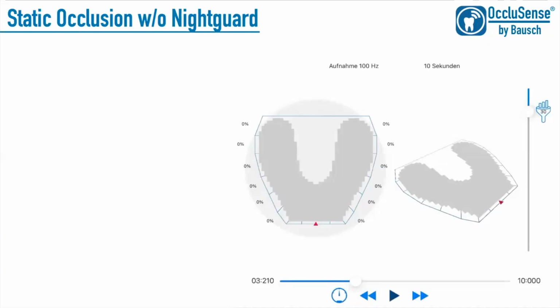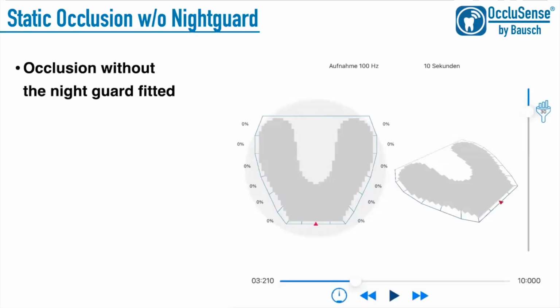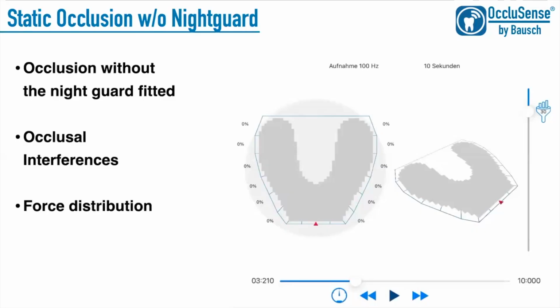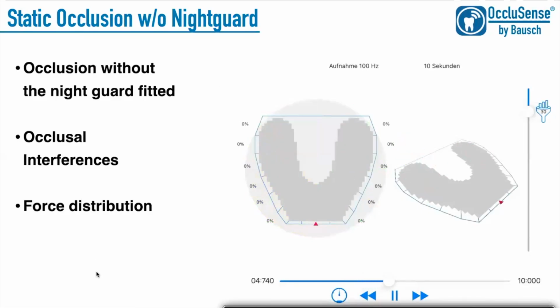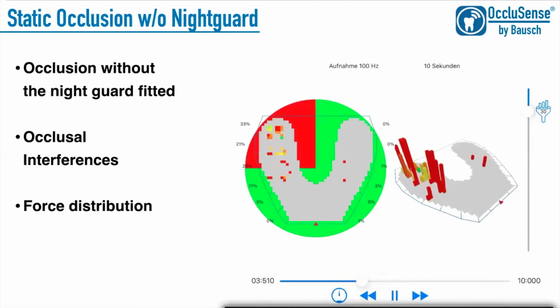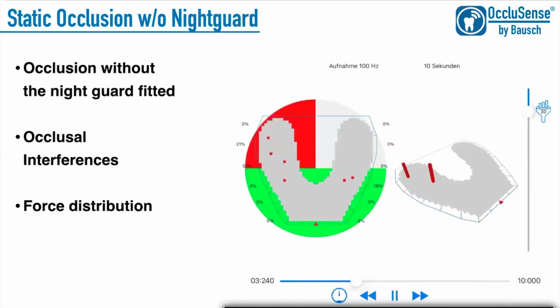If we then look at the static occlusion without the night guard, so this is her occlusion without any night guard fitted. I'm going to rewind this. You can see that she has an open bite on the left-hand side.